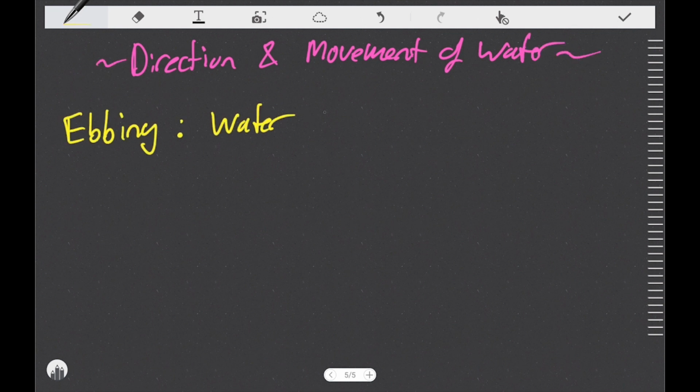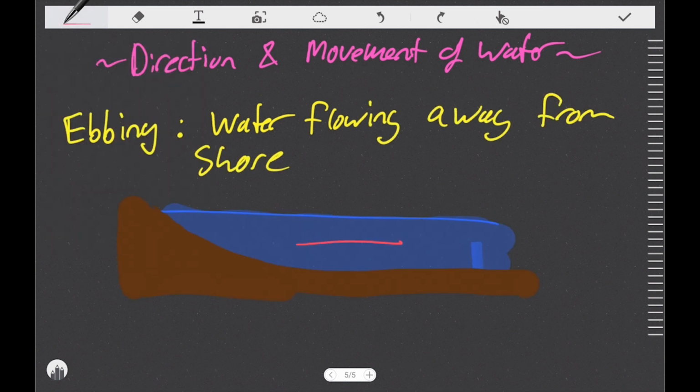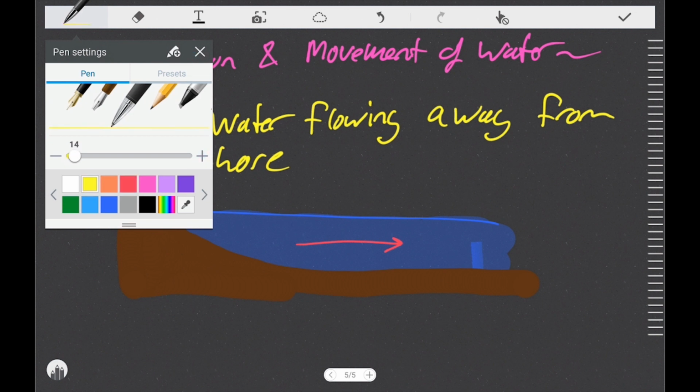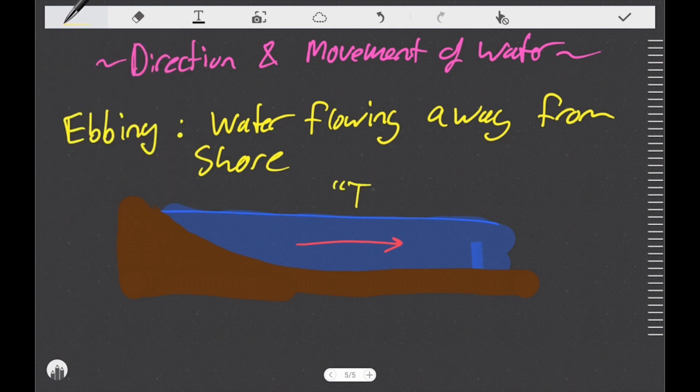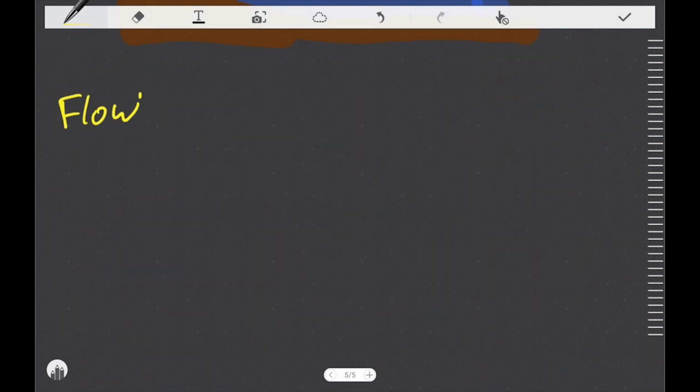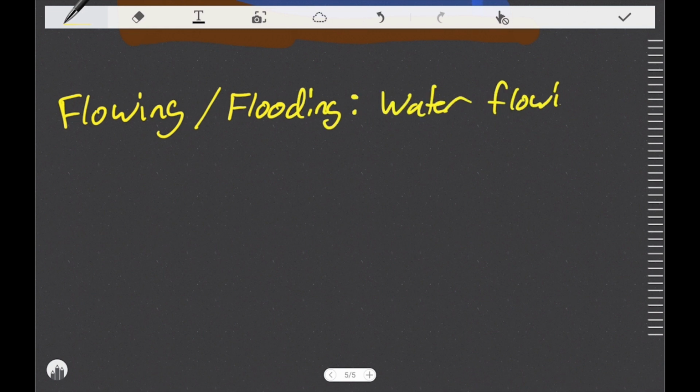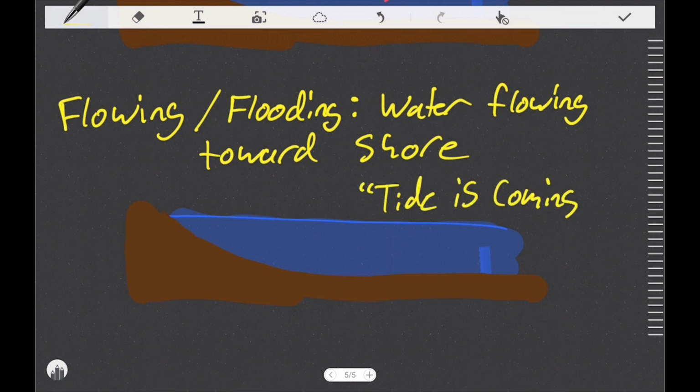So ebbing is what water does when it's flowing away from shore. So you could say that ebbing is referring to the direction of water flow away from shore. Colloquially, we might call this the tide going out. The counterpart to ebbing is flooding, and this is what happens when water is flowing towards shore. Colloquially, we would say that the tide is coming in.